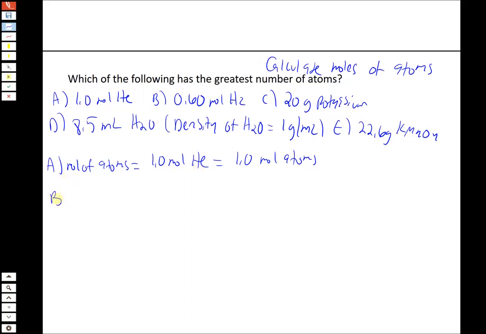For choice B, for 0.60 moles of H2, we look for the moles of atoms in that. We have 0.60 moles of H2, but the formula is H2. There are 2 moles of atoms for every 1 mole of H2, right? Because each hydrogen molecule is made up of 2 atoms.